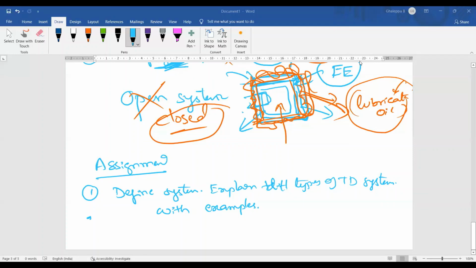You can write some examples. Take the pump you are using in your home for lifting water from the sump to the overhead tank. Is it an open system or a closed system? Yes, sir, it is an open system. Why is it open? Because mass is being pumped. Which mass is in the pump?